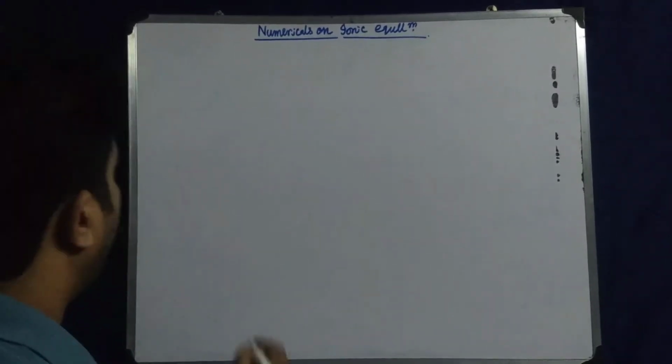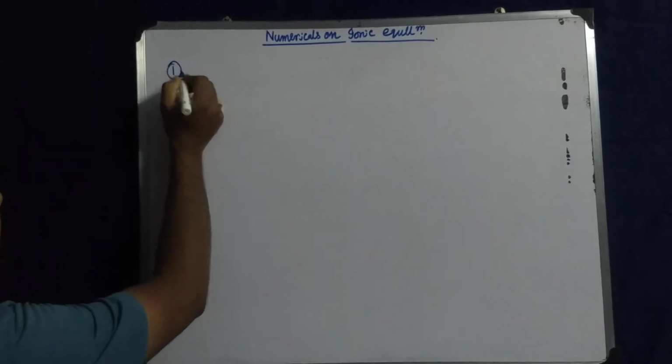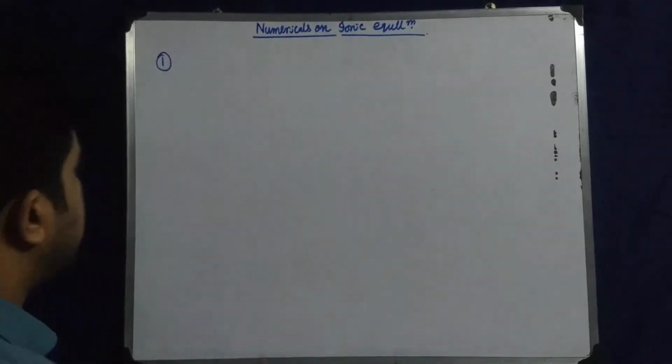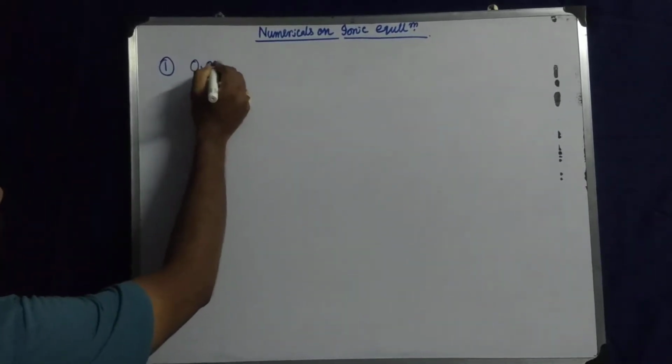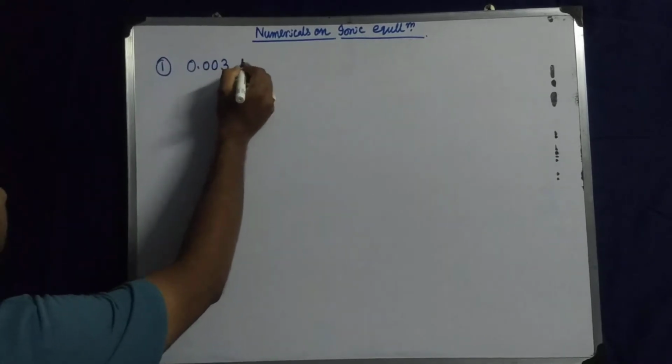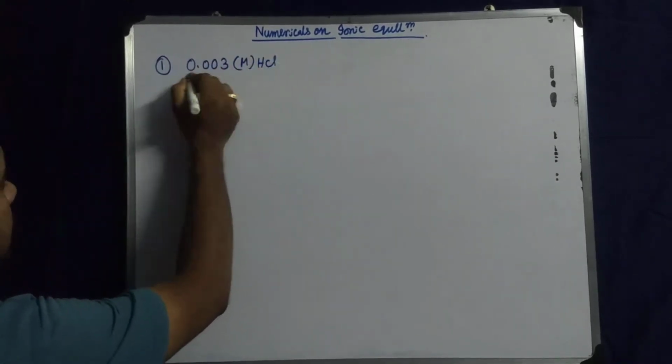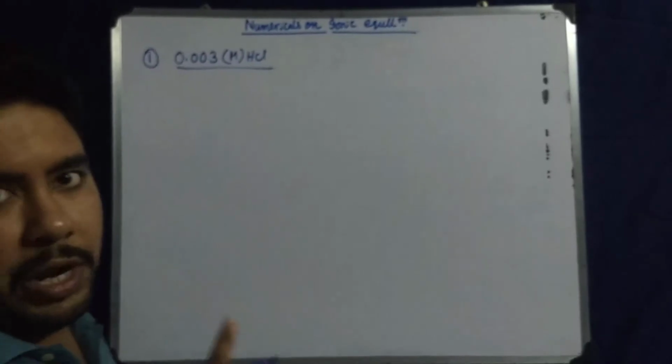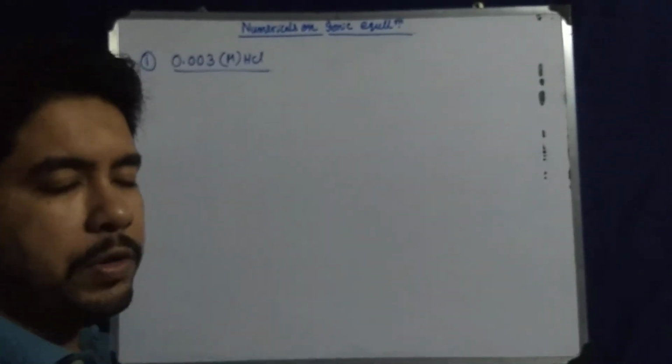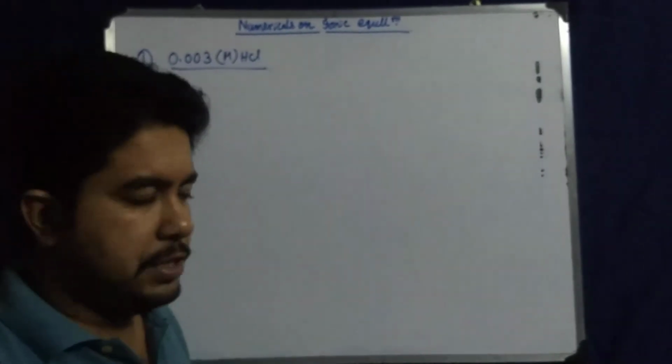First of all, question number 1. So let's look at this. The first one was the pH of 0.0033 molar HCl. As I told you, this is the molarity. This molarity will always be considered as the concentration.